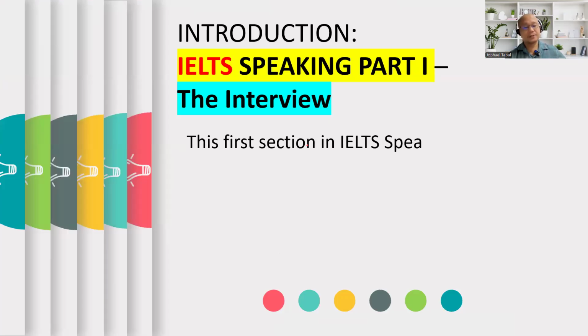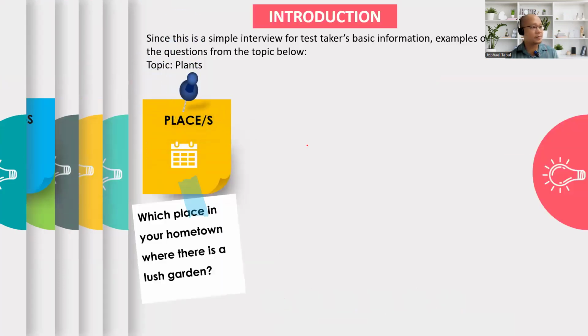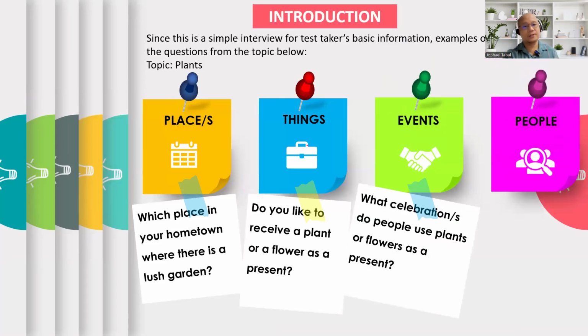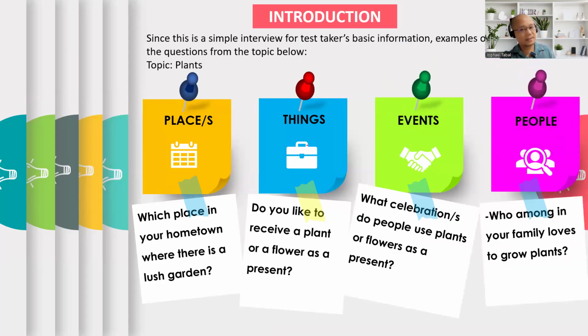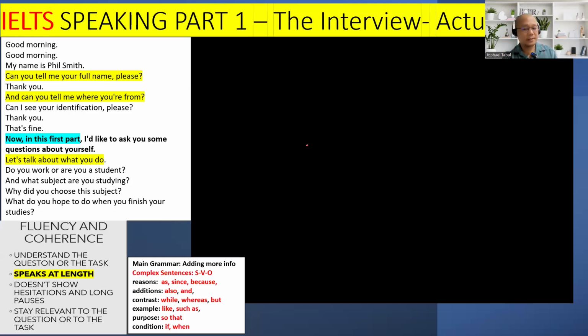So speaking part one again. In summary, speaking part one, the interview, is a simple interview for test takers, with basic information. In this speaking part, the candidate is expected to answer questions about places, things, events, and people. They are also expected to speak at length. And to do that, he or she has to use complex sentences to extend their talk. Okay. So let's take a look at the example.